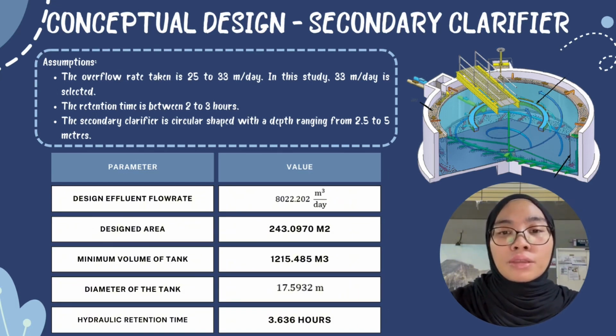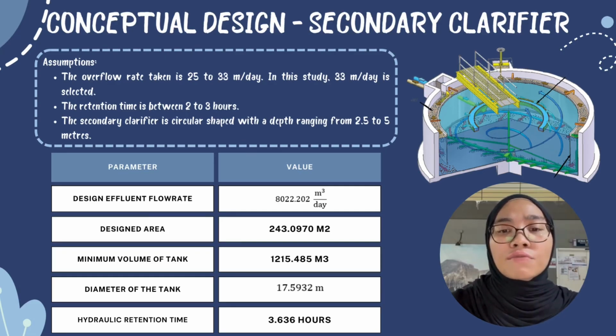Therefore, the result obtained for the design effluent overflow rate is 8,022.202 meter cube per day, with an area of 243.0970 meters square and diameter of 17.5932 meters to accommodate the flow and sludge retention need.